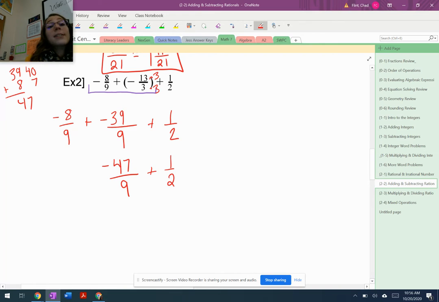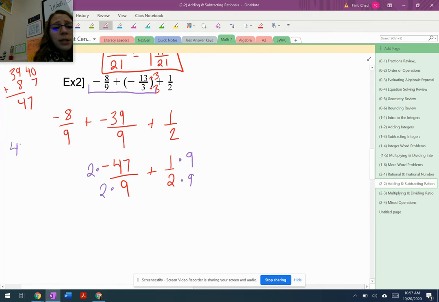Okay. I still don't have my common denominators yet because I got them for the first two, but not the other two. Is there anything I can do to 2 to turn it into 9 easily? And that would be no. But I can turn 9 and 2 both into 18 pretty easily. So I'm going to take 9, multiply it by that 2, and take my 2 and multiply it by that 9. And again, make sure you're doing the same thing to the top and the bottom.